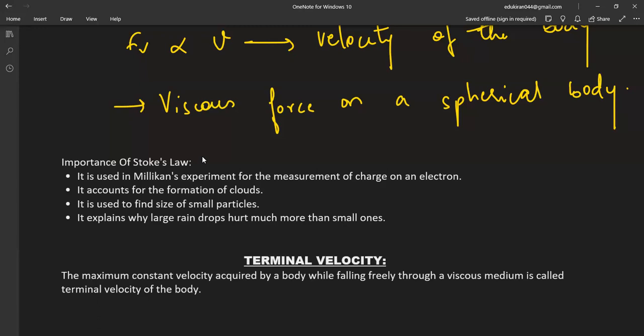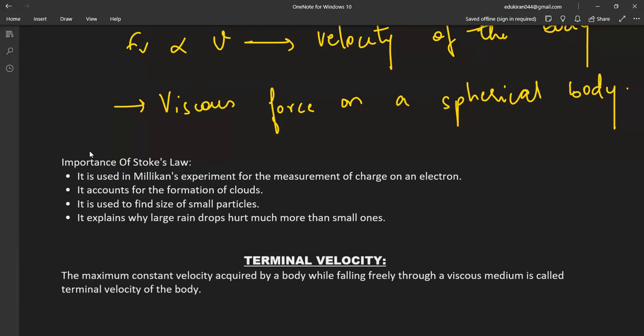It accounts for the formation of clouds. It is used to find the size of small particles. It explains why a raindrop hurts much more than a smaller one, because the more the radius, the more is the viscous force. This is the logic. It depends upon the velocity and the radius. These are the two things.